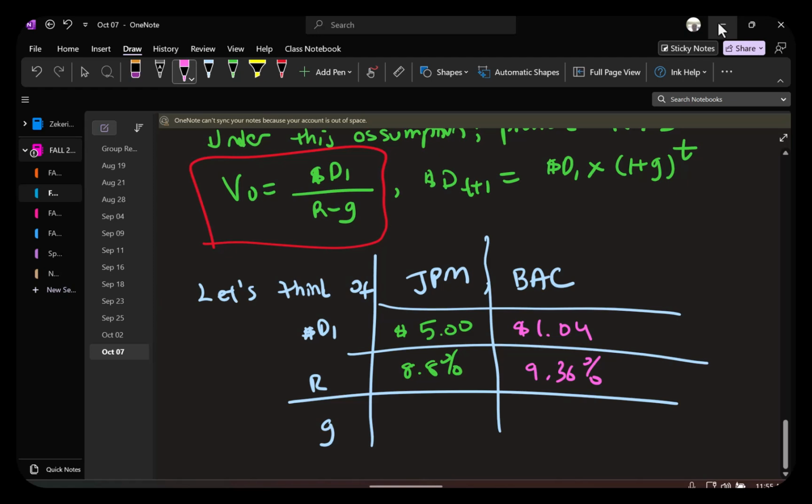And for now, I'm going to assume that growth rates, these are major banks, so they should grow roughly at the rate of the economy. Expected growth rate over the long term of the economy is about 2.5%. Add another 2.5% for inflation. So I'm going to take these to be 5% each.